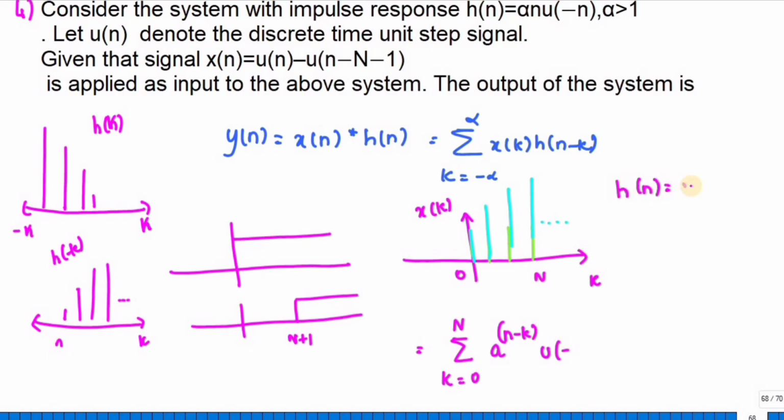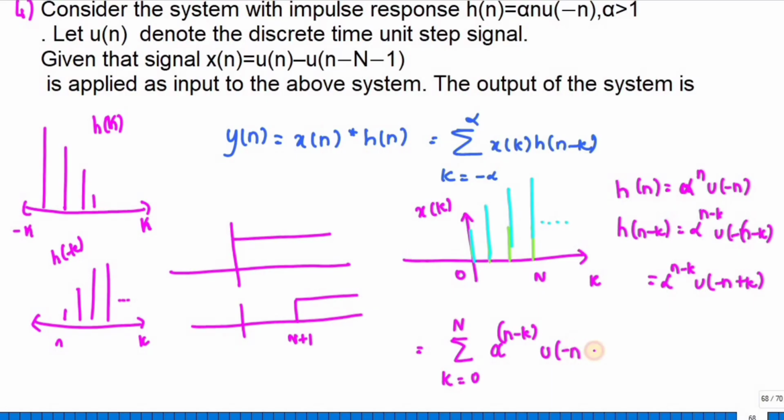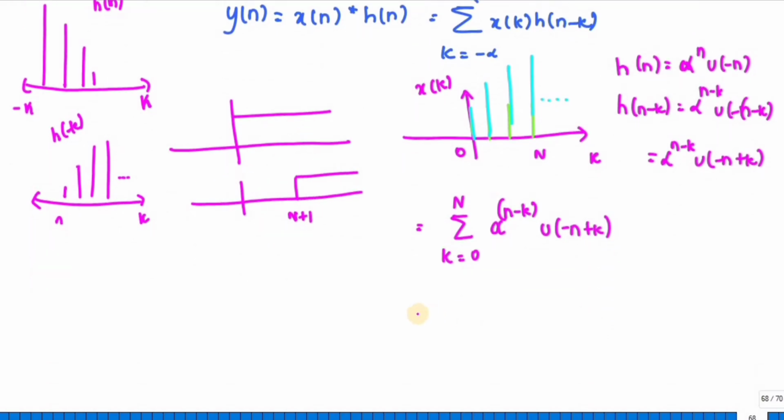h of n value is alpha of n u of minus n. So if I substitute h of n minus k, it becomes alpha of n minus k into u of minus n plus k. Okay. So here I need to substitute k is equal to n in order to make this one as 0. So it ranges from summation k is equal to n to capital N.